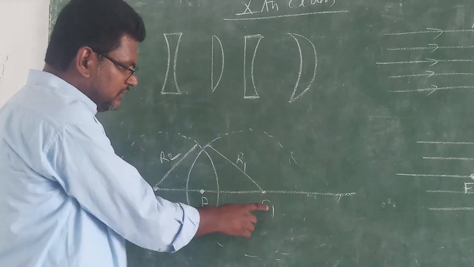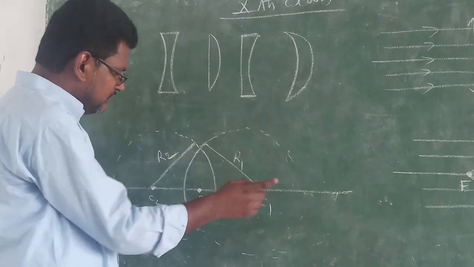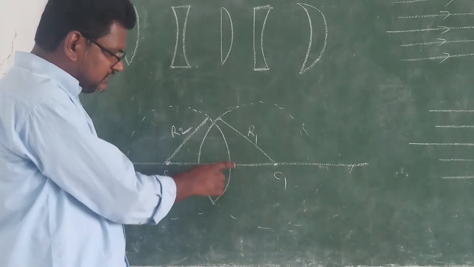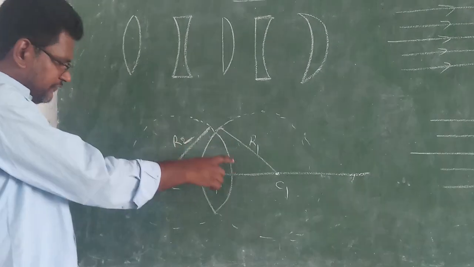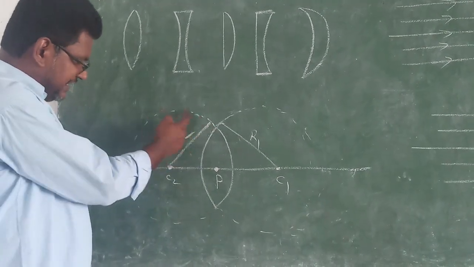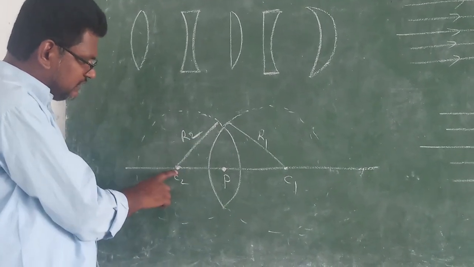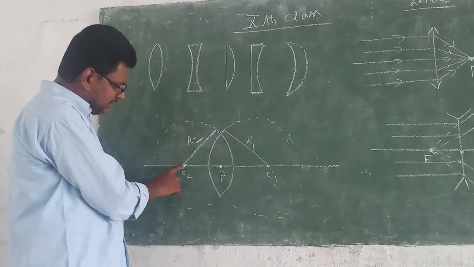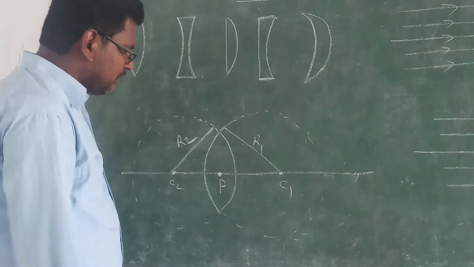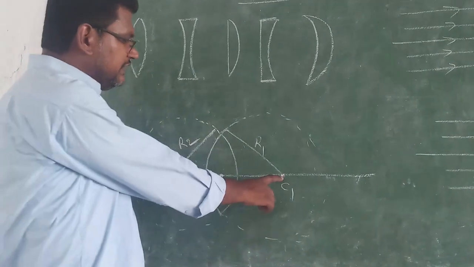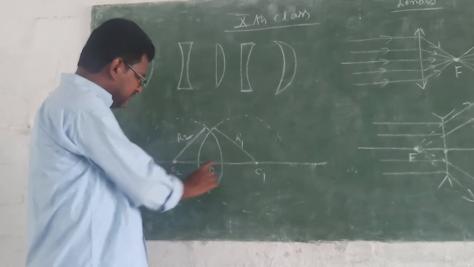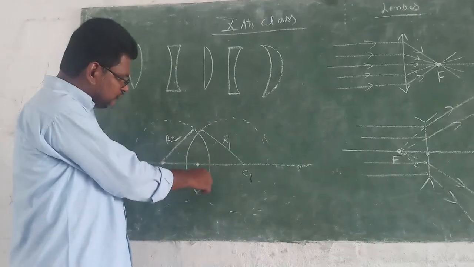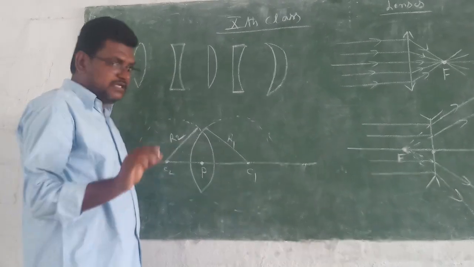Here I have taken C1 because I took this as surface 1, and this is surface 2, which also forms a sphere if we extend it, and its center I have taken as C2. So C1 and C2 are the centers of the spheres formed by the two surfaces of a convex lens.